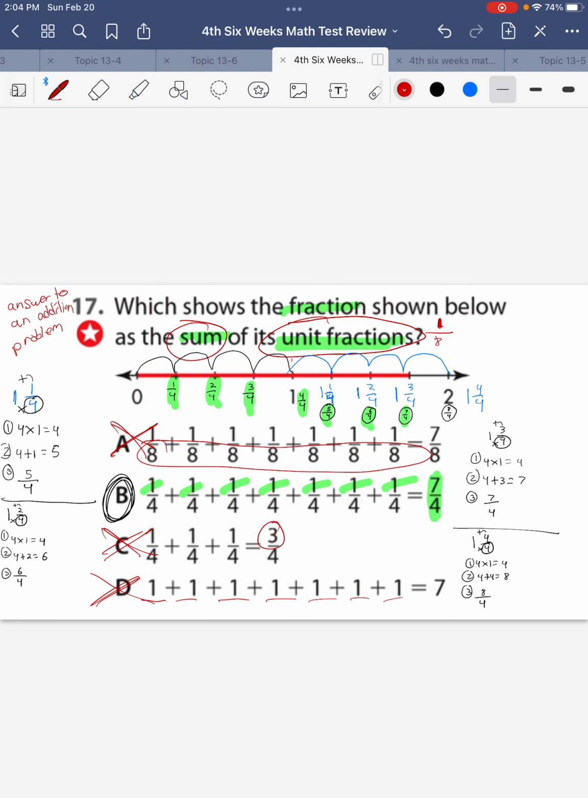So like I said, guys, remember when you get a number line, it's very, very important that you label it, okay? Because if you don't label it, how are you supposed to know the fractions or the numbers that are on there?